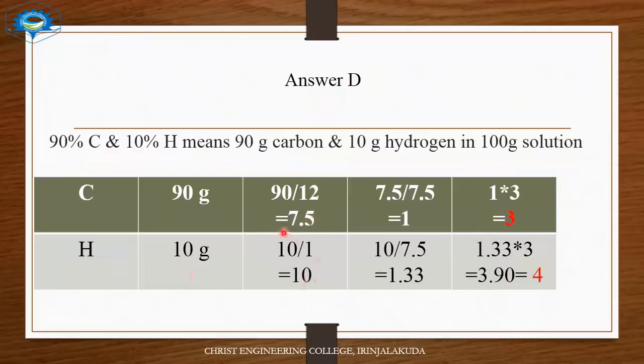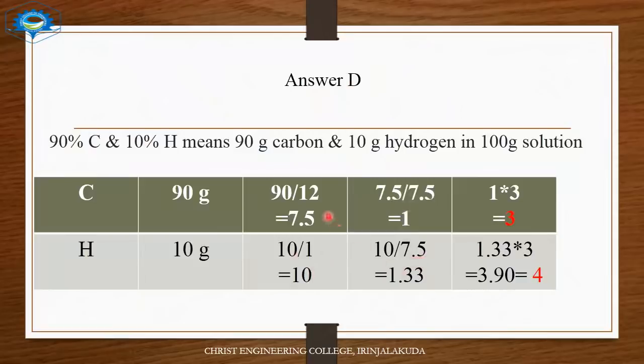10 by 1, it is 1. Then next step, from these two values 7.5 and 10, which one is the smallest value? 7.5. So select the smallest value between these two and divide each value, carbon and hydrogen, by the smallest value. So 7.5 divided by 7.5.